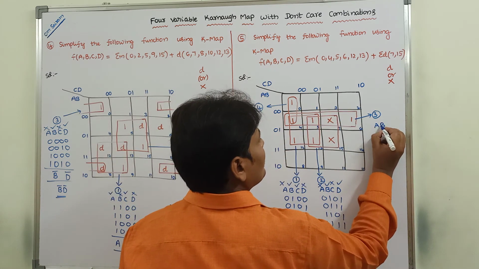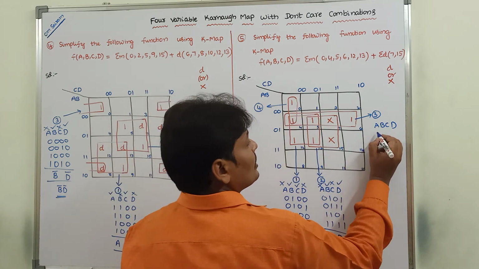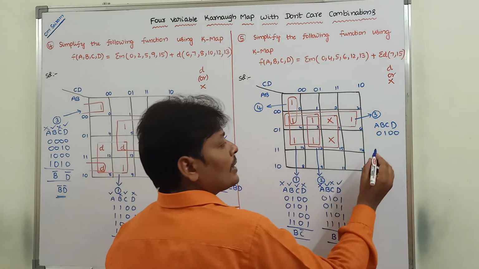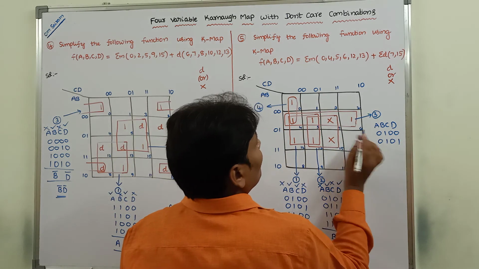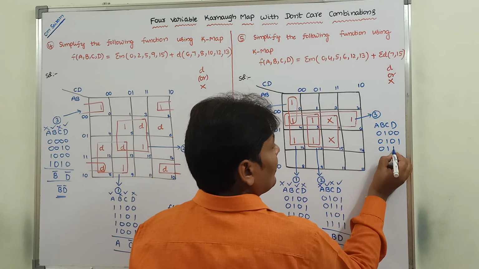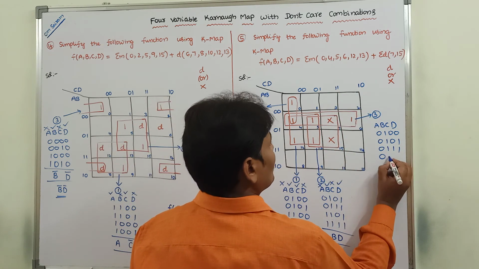Next one. For this quad, what is the expression we are getting? So A, B, C, D. For this one, row wise 0, 1, column wise 0, 0. For this one, row wise 0, 1, column wise 0, 1. For this don't care, row wise 0, 1, column wise 1, 1. For this one, row wise 0, 1, column wise 1, 0.